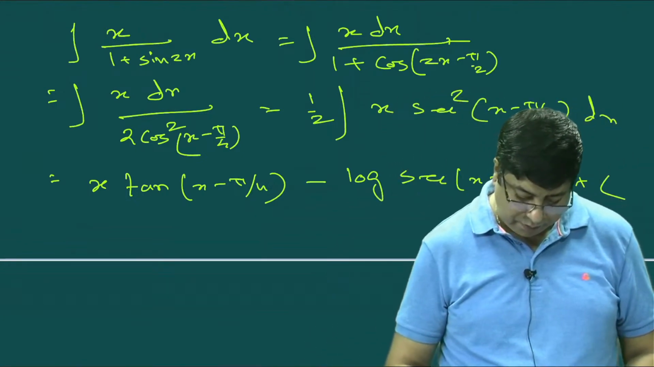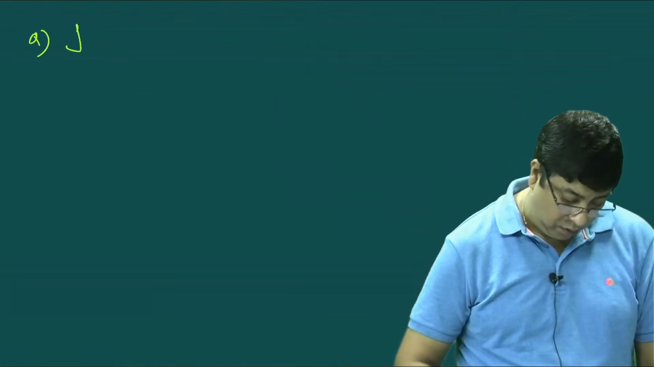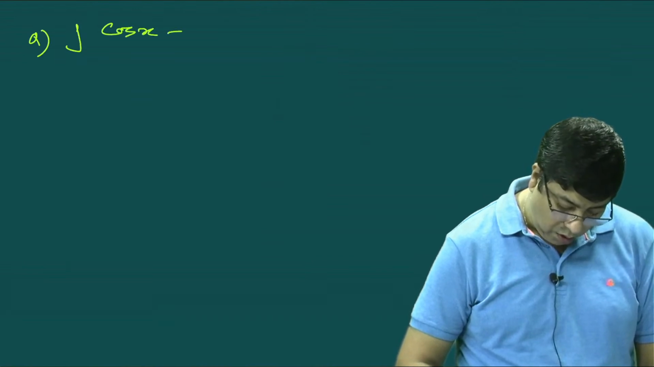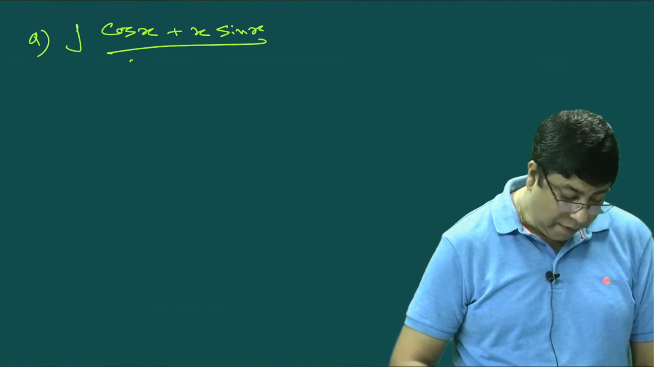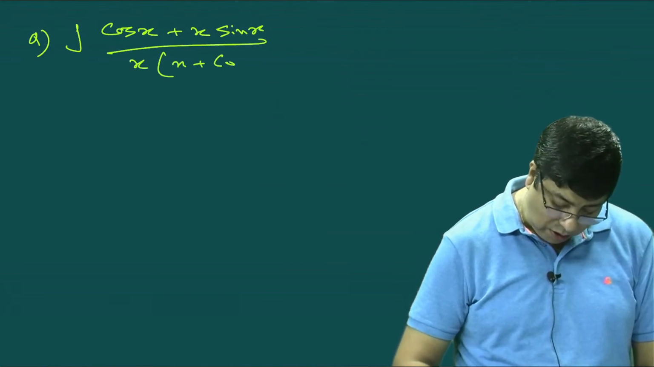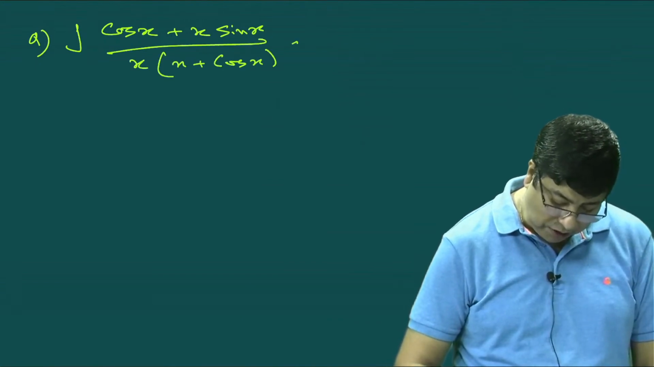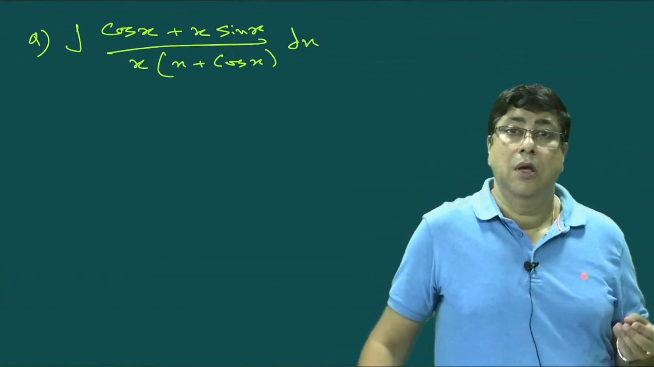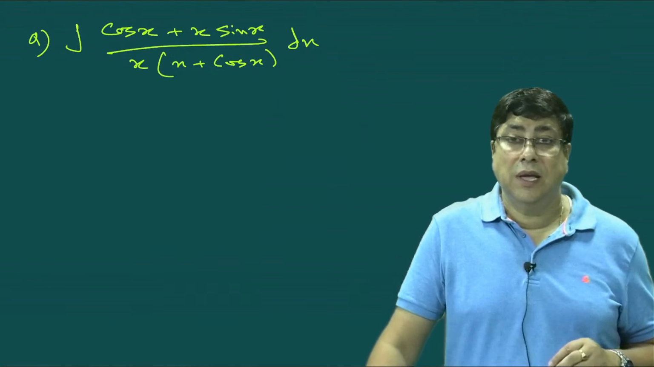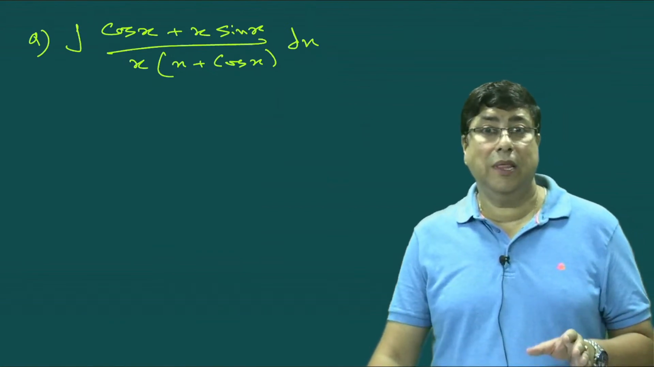Next sum. Next everybody, one more sum. Cos x plus x sin x total divided by x into x plus cos x. How to solve this integral? It is not always that its derivative is present in the sum, but you have to manipulate in such a way that you have to cancel.